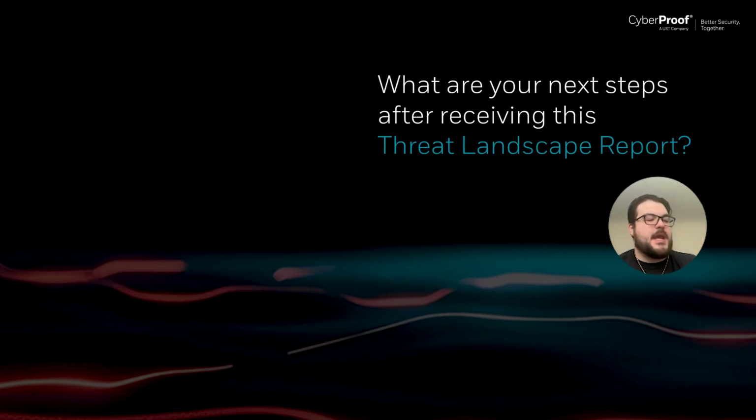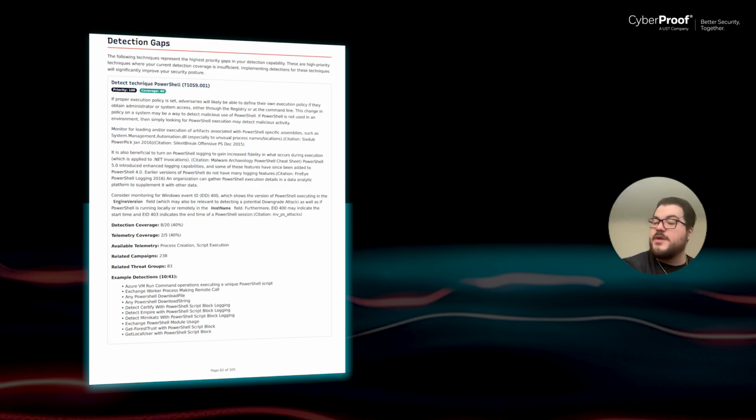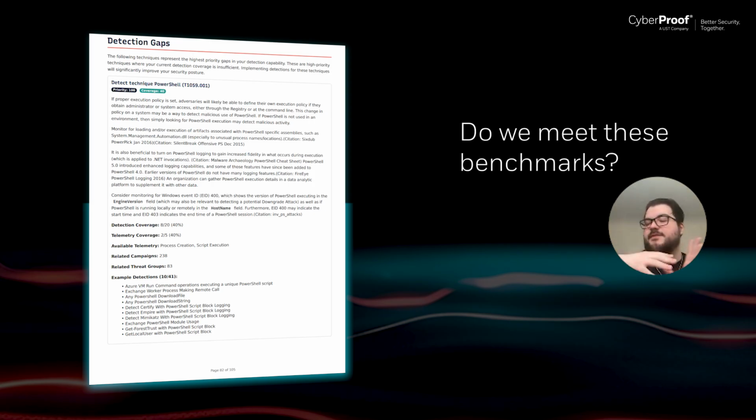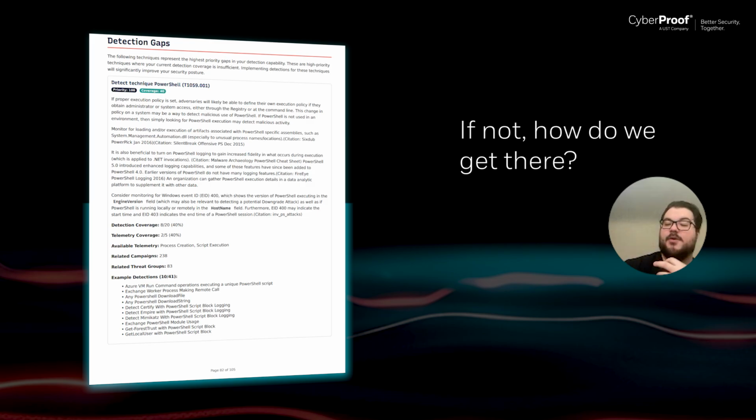So my next step would be looking at those detection thresholds and making sure that we meet them, right? The report is making a recommendation about not only what particular threats I need to pay attention to, but also how responsive I need to be to those threats. My first point of analysis would be, do we meet these benchmarks across each of these different techniques? And if we don't, then I need to understand how I get there.